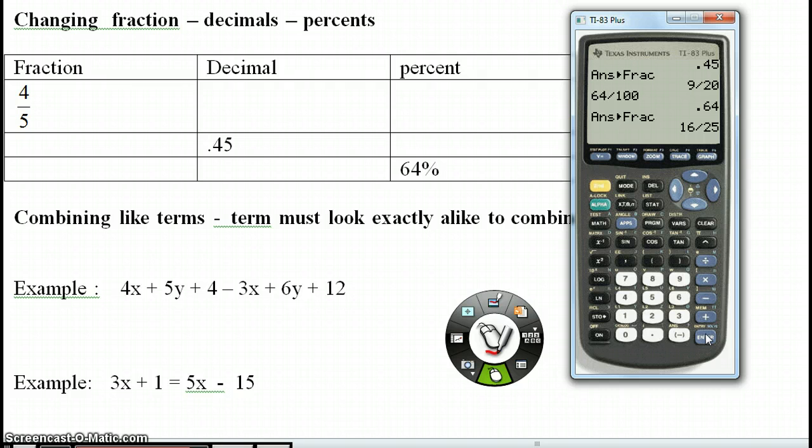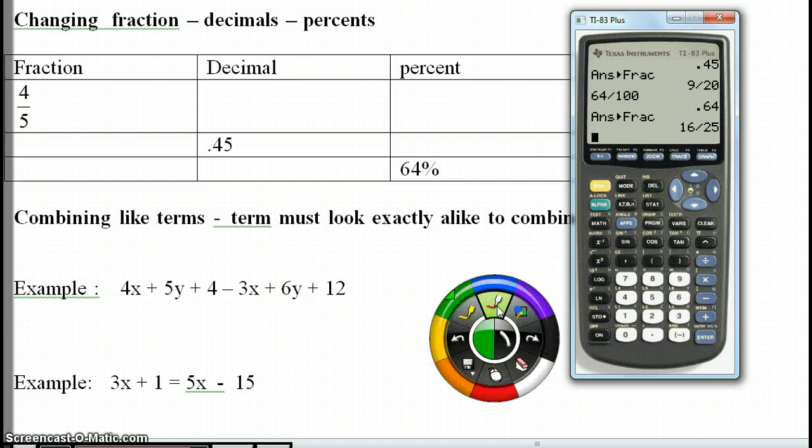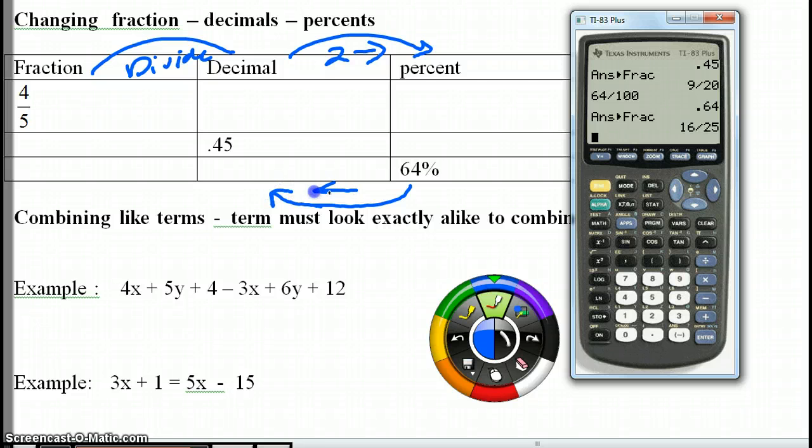Okay, so basically, let's recall how I do what. Fraction to decimal, you divide. Decimal to percent, you move 2 places to the right. Otherwise, 2 places going backwards will go 2 places to the left. And then when you want to change decimal to a fraction, you can use your calculator. That's math fraction button.